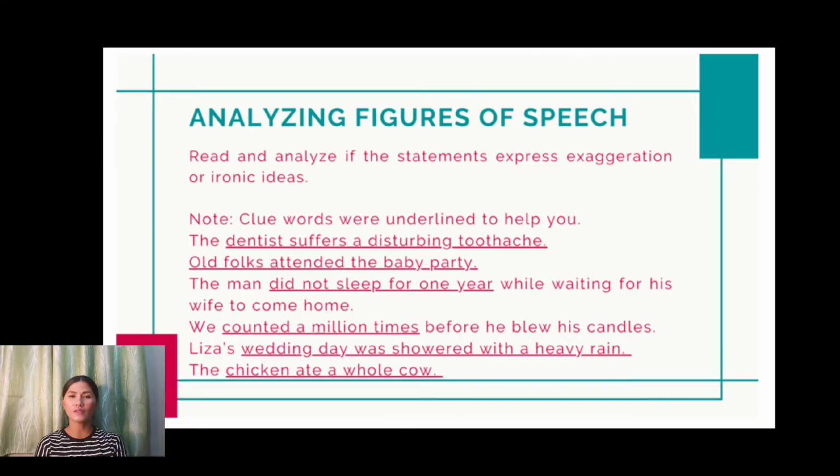Read and analyze if the statements express exaggeration or ironic ideas. Clue words were underlined to help you. "The dentist suffers a disturbing toothache." Remember, dentist suffers a disturbing toothache. So what is this? Is this a statement of hyperbole or an irony?